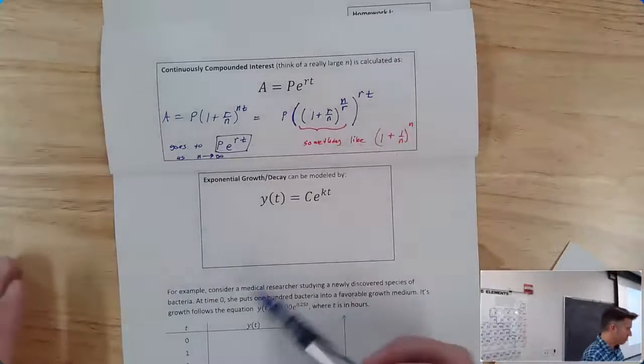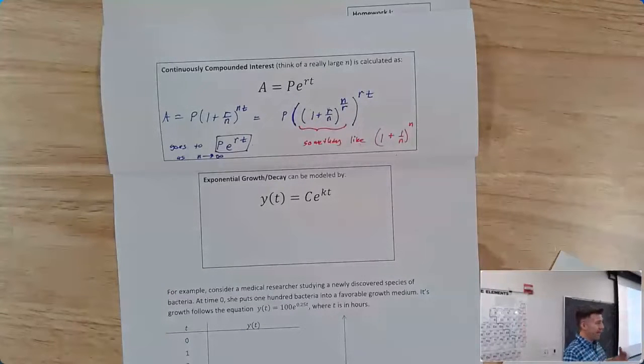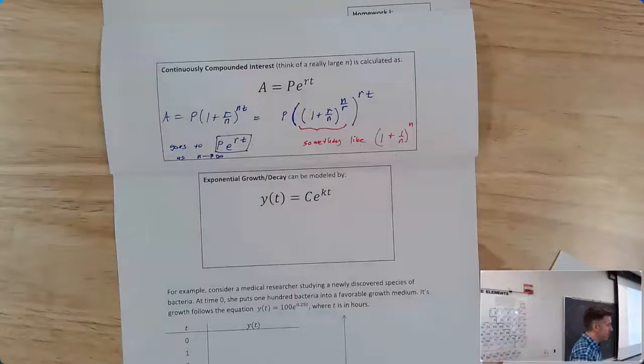All formulas like this are the same, and they're all models for some sort of exponential growth or exponential decay. So when we were talking about continuously compounded interest, the interest we were compounding was growing exponentially. Kind of neat. So let's go ahead and get to it.